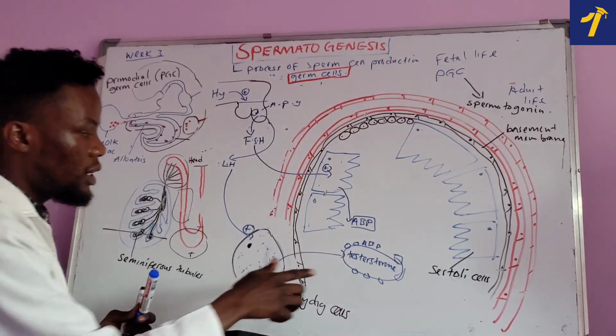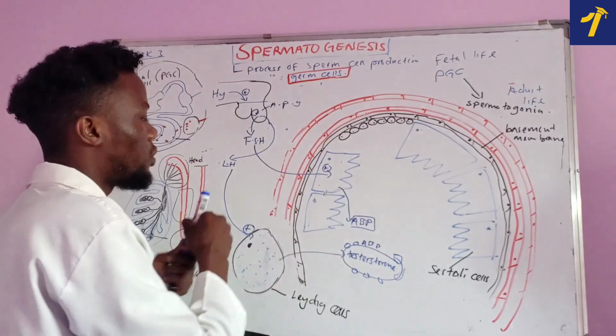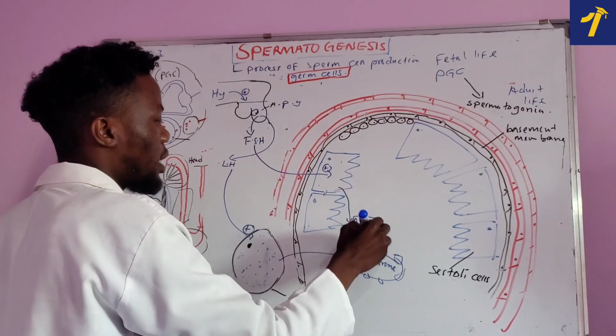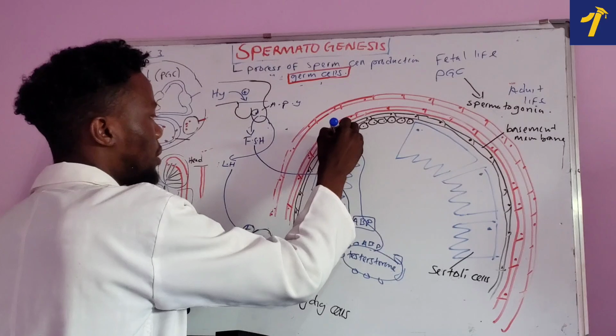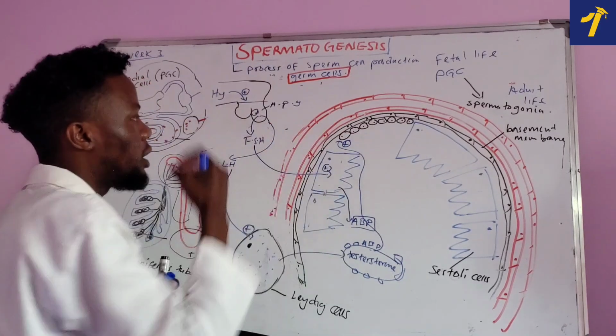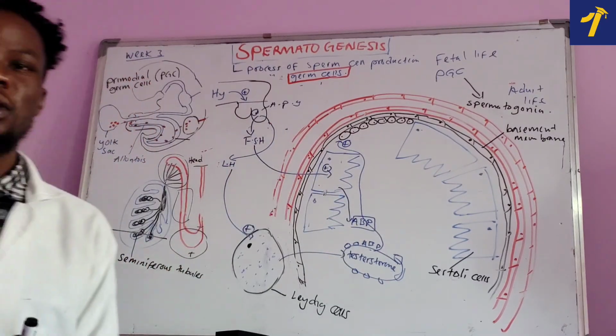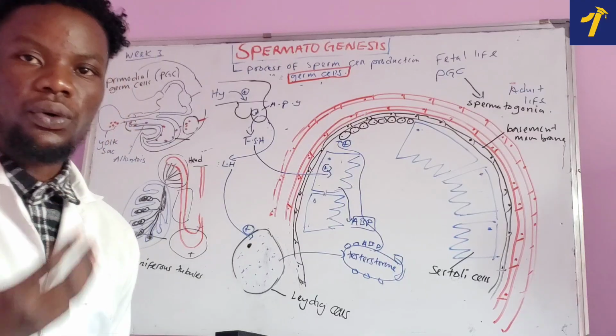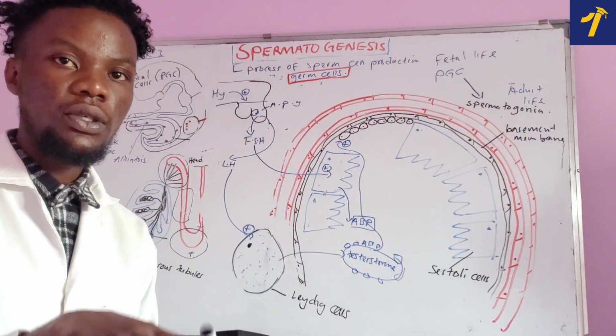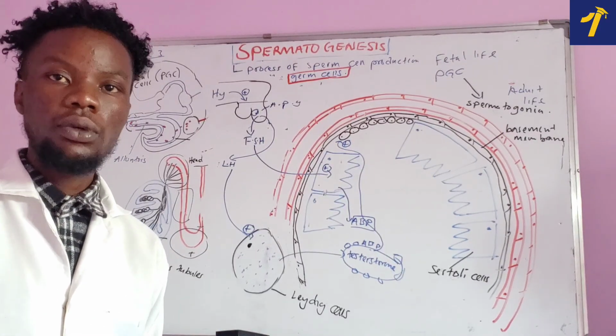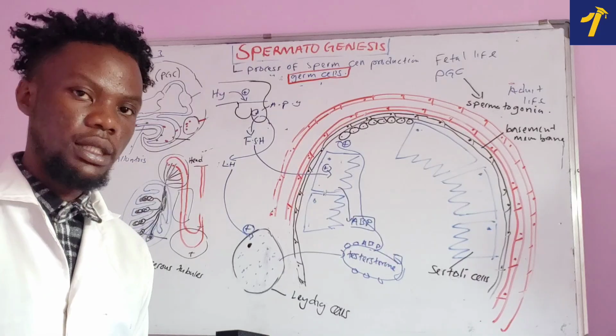Then what's going to happen if this testosterone becomes soluble? It will come here. This testosterone will come here and stimulate the spermatogonia. That's how spermatogonia now is going to be stimulated so that it will start differentiating into something that we need.